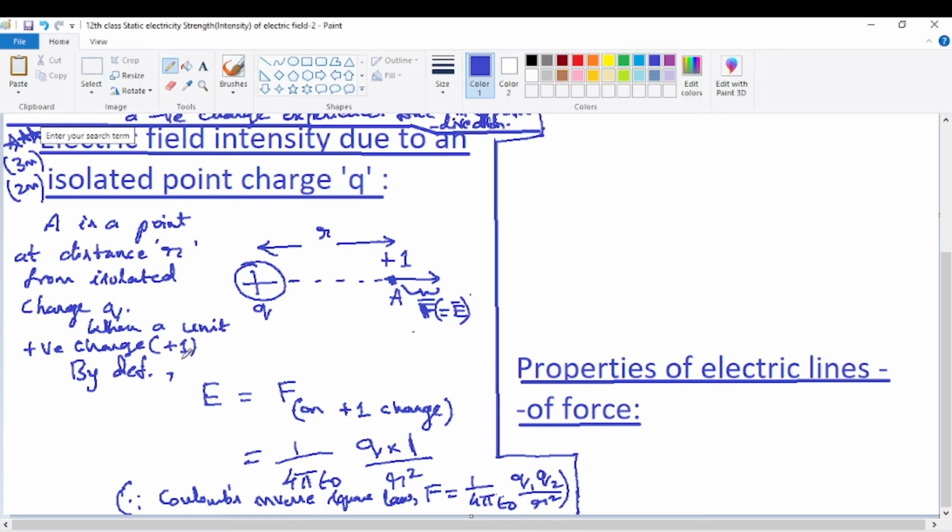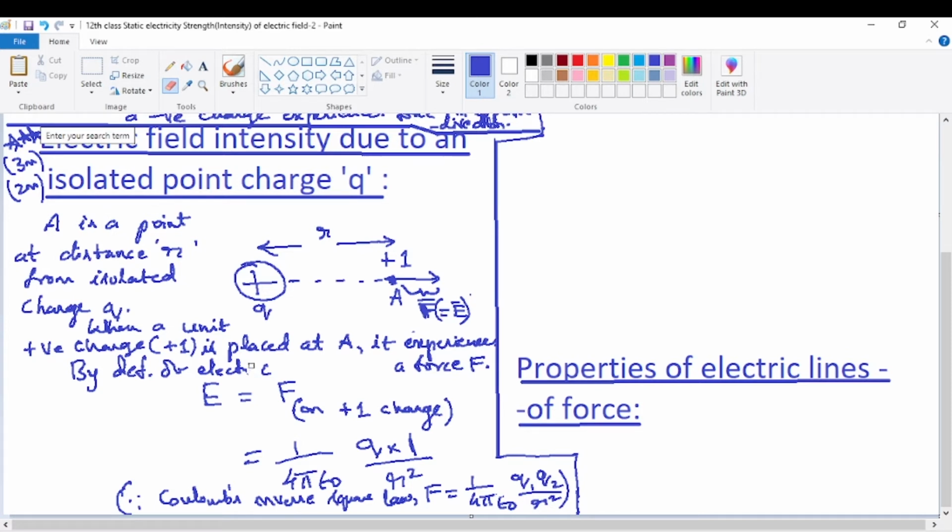So unit positive charge, this is a regular symbol for unit positive charge, plus 1 units. Actually writing the word units is difficult, the diagram becomes ugly and congested if the word units is also written. So plus 1 is much simpler. When a unit positive charge is placed at A, it experiences a force F. Next sentence: by definition of electric field intensity. See here, the explanation is taking a little time, but that doesn't matter.